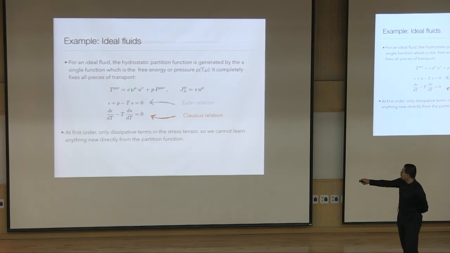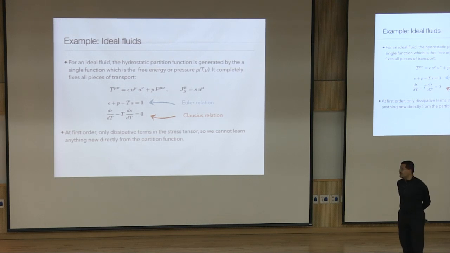Because you see, if I told you this is just an energy momentum tensor, you would say, I have one scalar function here because it multiplies this tensor structure. I have one scalar function here because it multiplies a different tensor structure. But that cannot be true if you're in equilibrium.